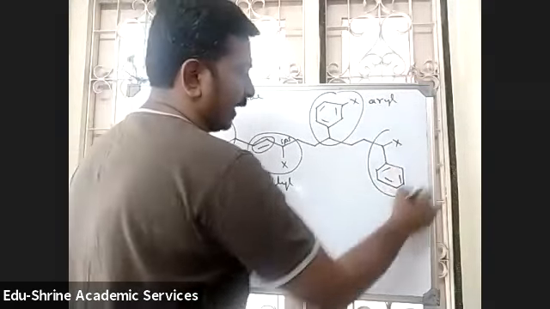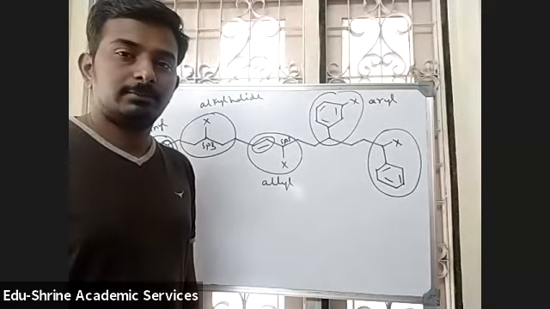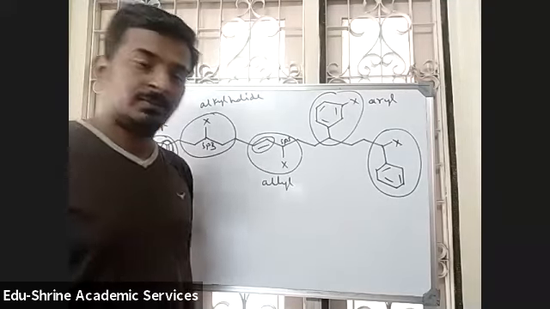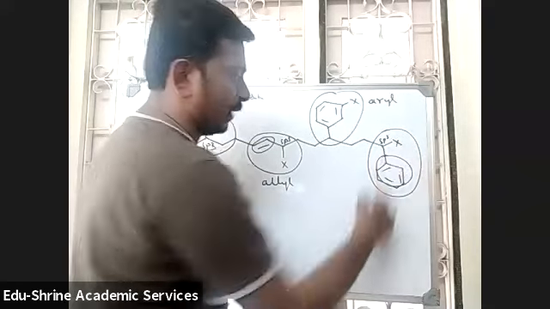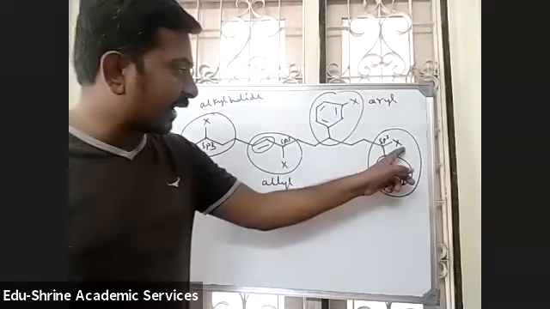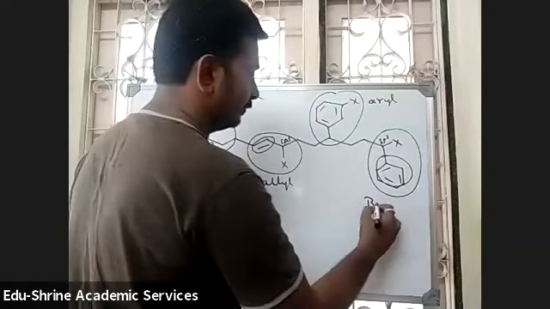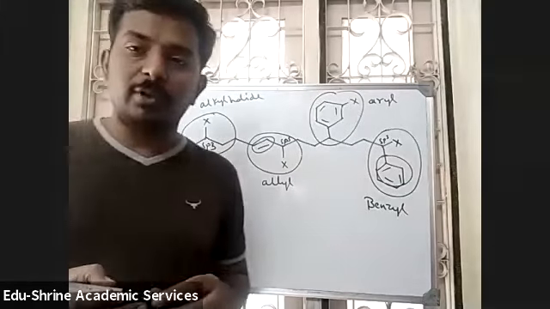What about this part? Yes. The halogen is attached to sp3, and this sp3 is attached to the benzene ring. So this is benzyl. This is benzyl. So in this way, you need identifications.